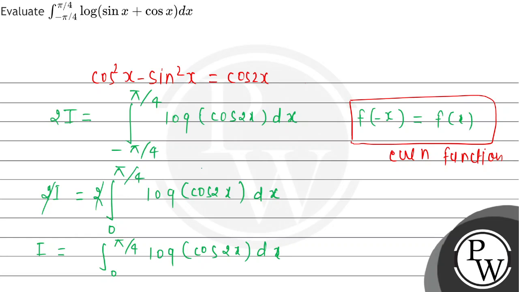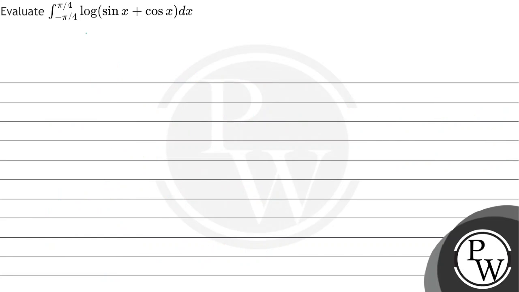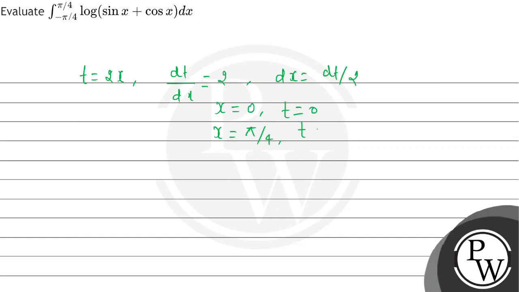तो अब आगे सॉल्व करते हैं. So now here we'll consider t is equal to 2x and then we'll differentiate it with respect to x. dt by dx can be written as 2, and we'll get the value of dx as dt by 2. And now we'll put up the limits. For x equal to 0, we are getting the value of t as 0, and at x equal to pi by 4, we are getting the value of t as pi by 2. So now we'll put up this.